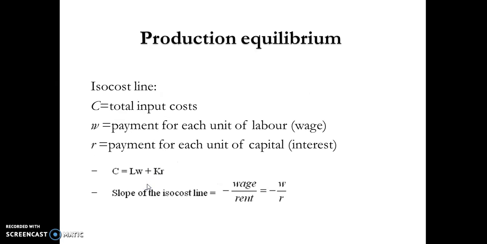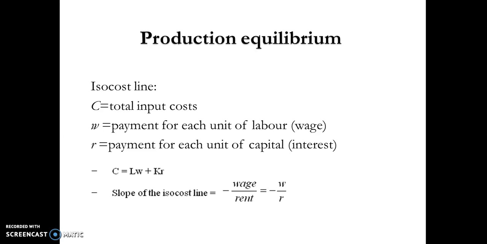Now, the firm uses these inputs, labor and capital, to produce output, but each unit of labor and capital has a cost. So the cost or the price of labor would be the wage rate, and the price of capital is the rental rate R. That's the rental rate of capital. So the labor cost and the capital cost together would give you your total input costs.